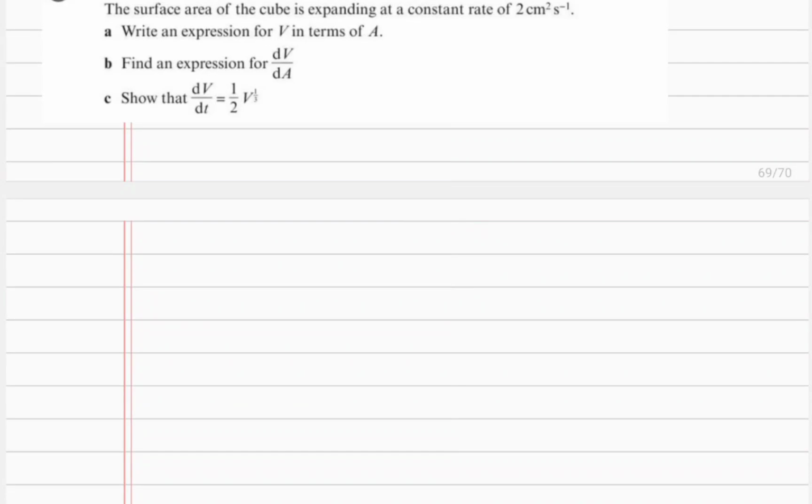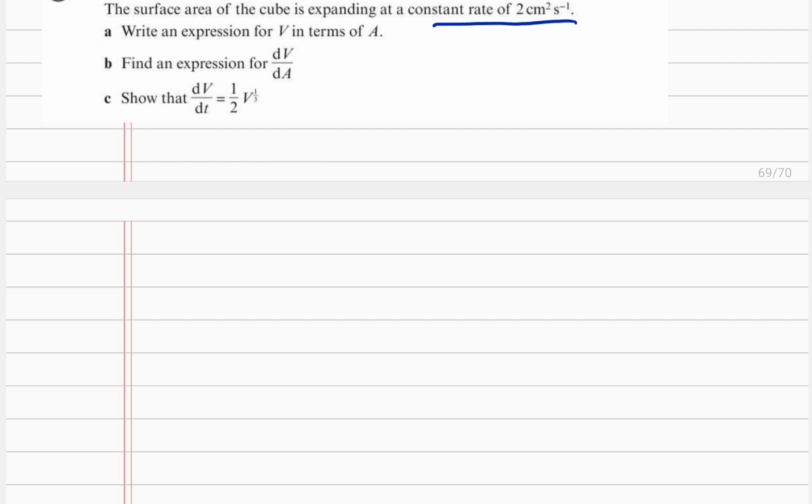Hi everyone, this video is on exercise 9J question 13. At time t seconds, the surface area of a cube is A centimeters squared and the volume is V centimeters cubed. The surface area of a cube is expanding at a constant rate of 2 centimeters squared per second. Write an expression for V in terms of A.